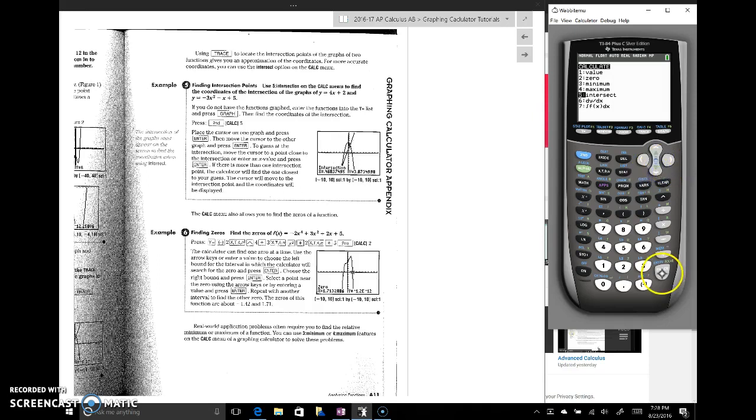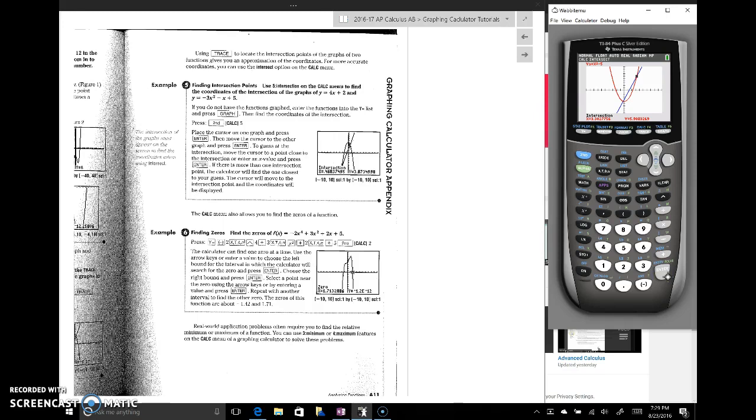So we're going to say intersect. We need to tell it the 2 graphs that we want to know the intersection of. So we'll select the line and press enter, and we'll select the parabola and press enter. And then it wants us to guess. And the reason for this is we need to get the cursor close enough to the intersection point that it can pick the one we want to know. So there's 2 here, and it can only give us 1.